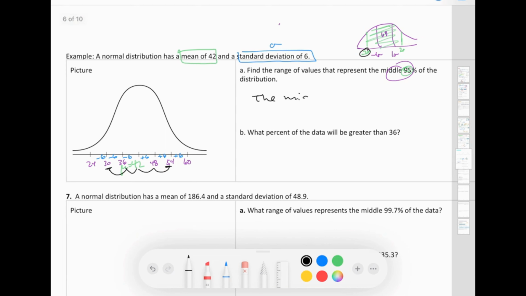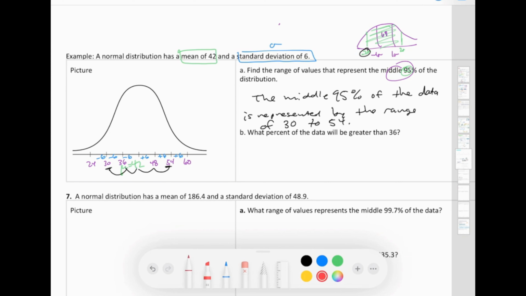So that would be between 30 and 54. The middle 95% of the data is represented by the range of what numbers? Of 30 to 54.